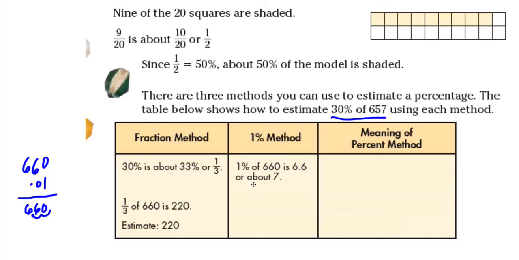Now how do we use the number 7? Since it's 30%, 30 times 7 is 210. Therefore, an estimate for this one is around 210.